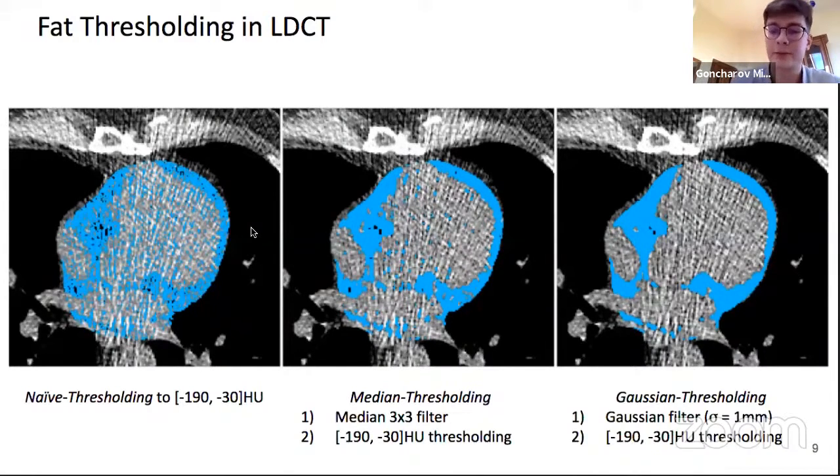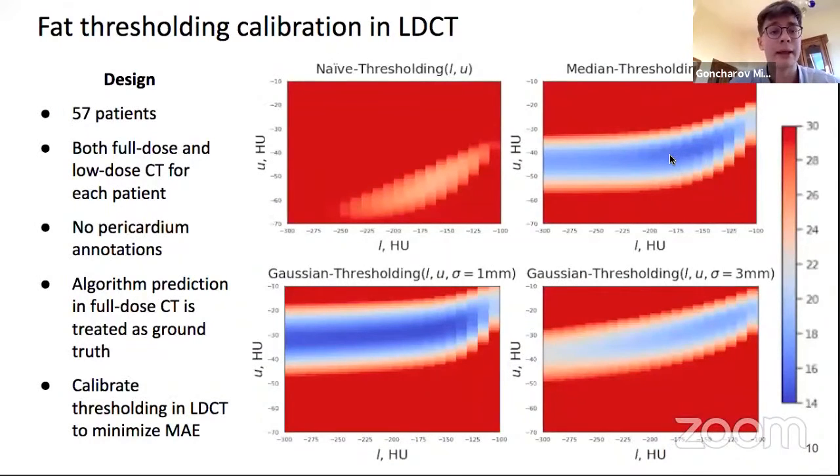So to verify this observation, we collected a data set which contains 57 patients. Each patient has both full dose and low dose CT image, and as the period of time between occurring these both images was not very large, we assume that epicardial fat volumes in full dose and low dose CT images coincide.